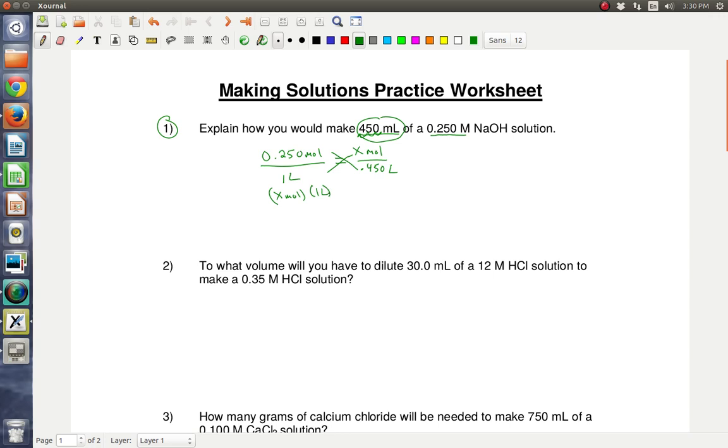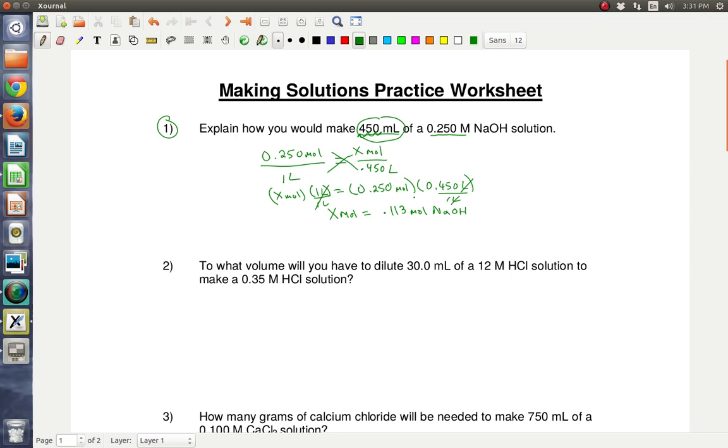X moles times 1 liter equals 0.250 moles times 0.450 liters. Divide by liters on both sides and they cancel. So the number of moles that I end up needing is 0.113 moles, because we divided by 1 liter on both sides. Liters cancel. All right, so that's the number of moles of sodium hydroxide that I need in order to dilute it up to 450 milliliters.